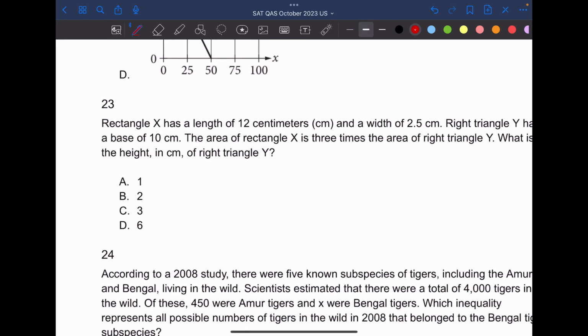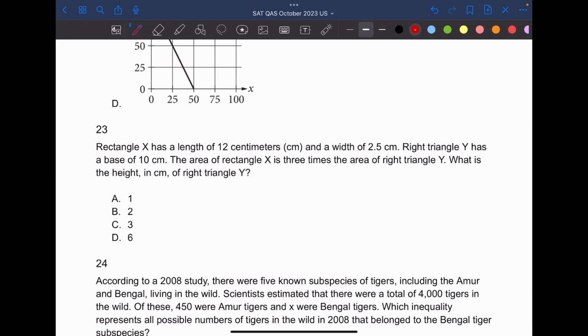Question number 23. Rectangle X has a length of 12 centimeters and a width of 2.5 centimeters. Right triangle Y has a base of 10 centimeters, and then it tells you that the area of rectangle X is 3 times the area of right triangle Y. What is the height in centimeters of right triangle Y?